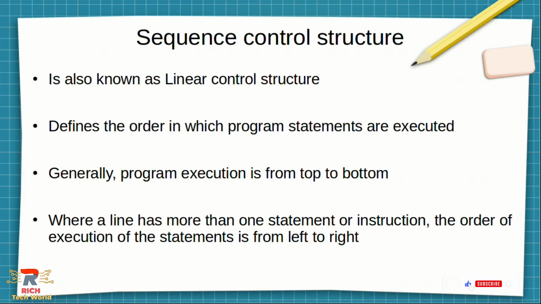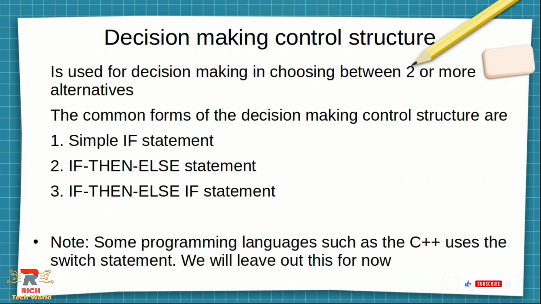Moving on, we are going to talk about the decision making control structures. They are used when you want to choose between two or more alternatives based on a particular situation or a particular outcome.